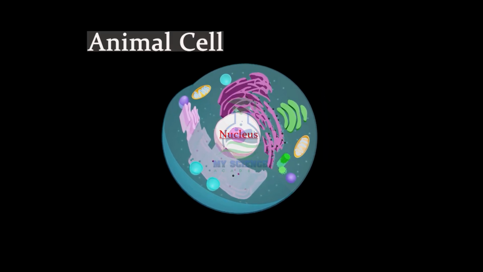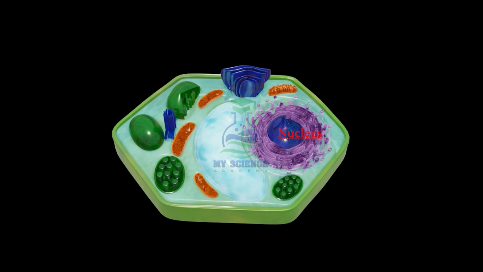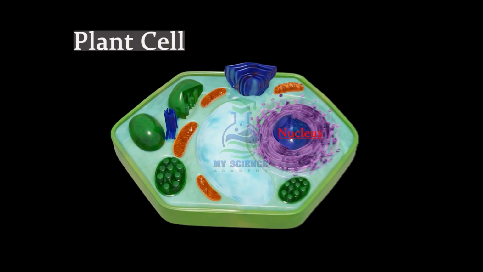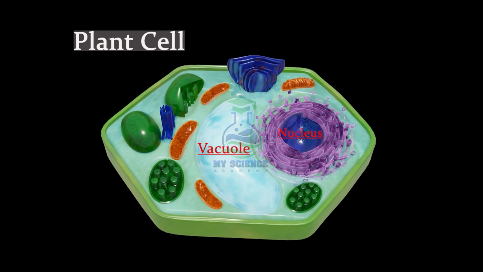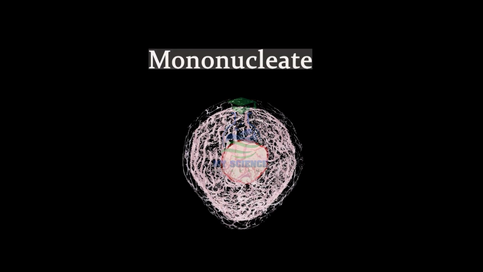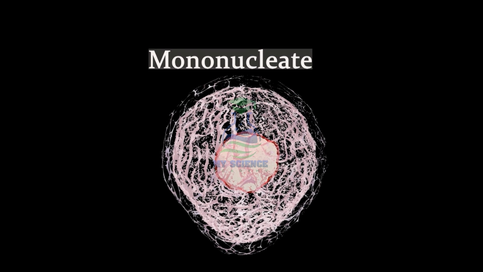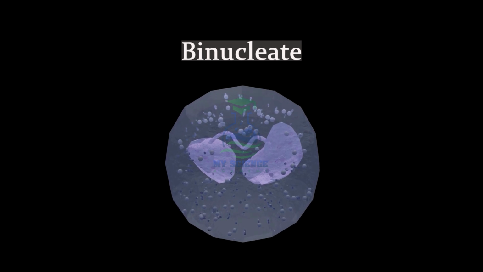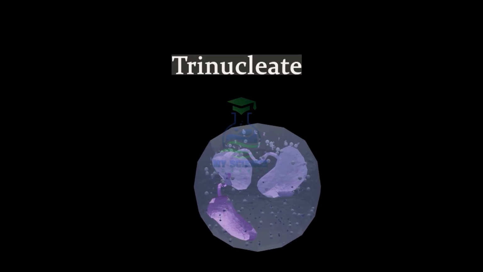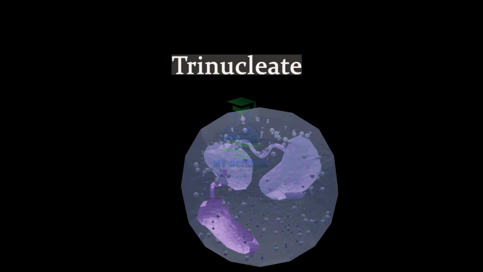In animal cells, the nucleus is located in the center of the cell, while in plant cells, the nucleus is pushed towards the periphery due to the presence of a large vacuole. The cells containing a single nucleus are called mononucleate, while those with two nuclei are called binucleate, with three nuclei trinucleate, and so on, like multinucleate.